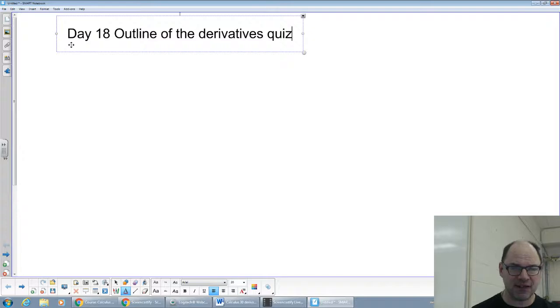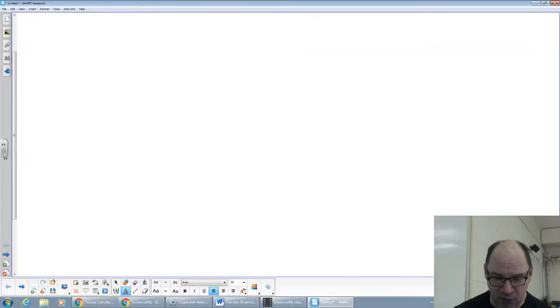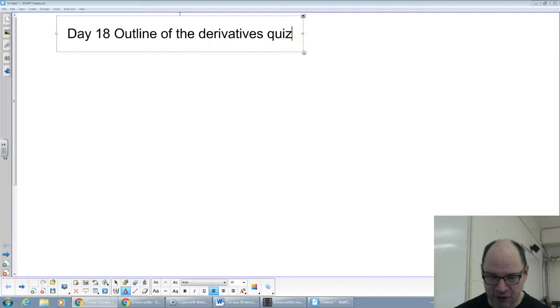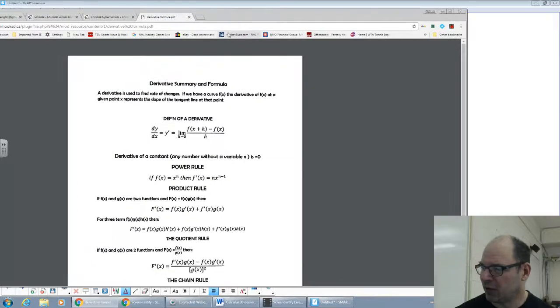Okay, so the first sheet on the derivatives quiz is actually a formula sheet that I gave you already. Let me pop it open here for you. Oops, I keep doing the wrong side here. So this derivative summary, we did it on day 15, and the derivatives formula sheet looks something like this.